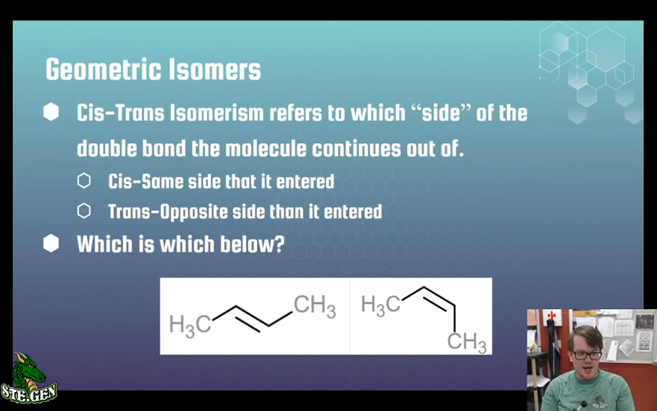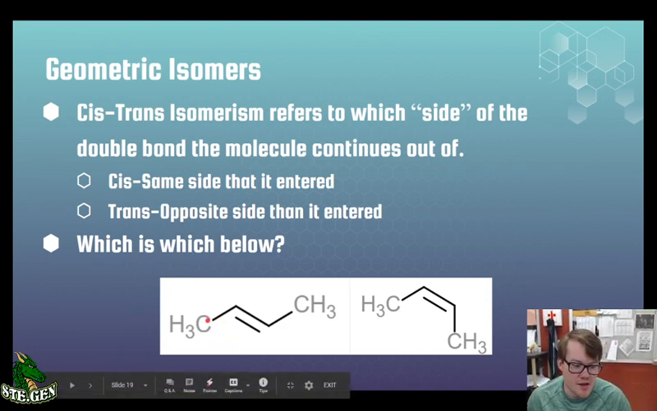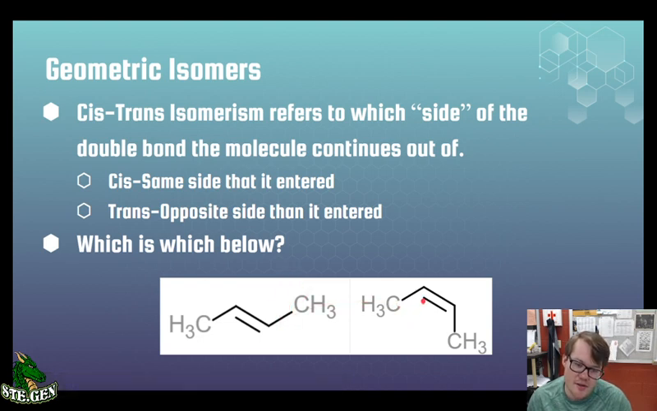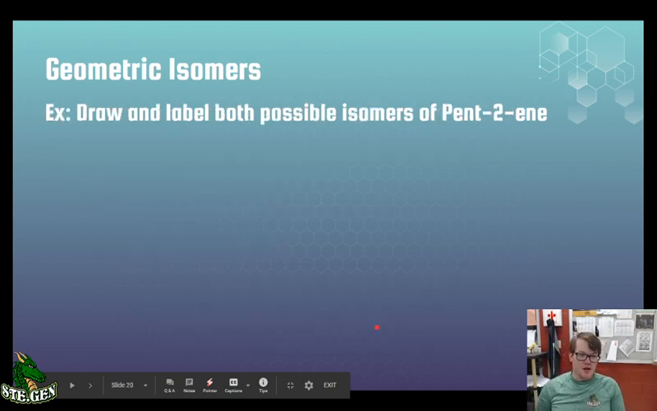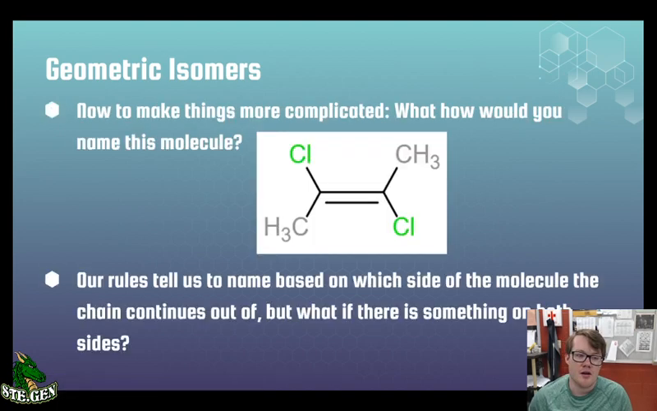And then cis isomers, if I hold it straight up and down, so there's my double bond, notice it is on the same side. It's entering from the left and it's exiting to the left. So this would be a cis isomer, and this would be a trans isomer. So in the pictures below down here, if you think of it vertically, it's coming in from the left side of the double bond and it's exiting the right. So that would be a trans. And this one is entering from the left side and exiting the left side, that would be a cis double bond. So a question could be: draw and label both possible isomers of pent-2-ene. I'll work out that example in another video.